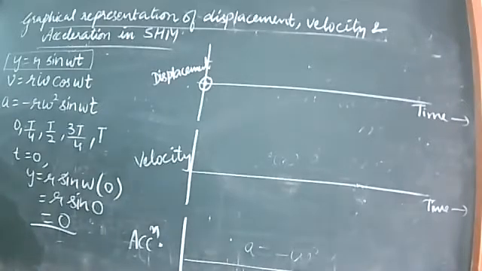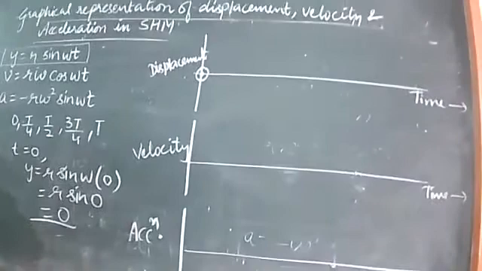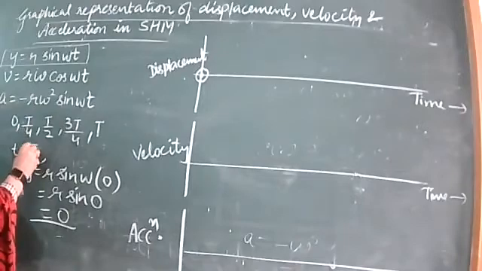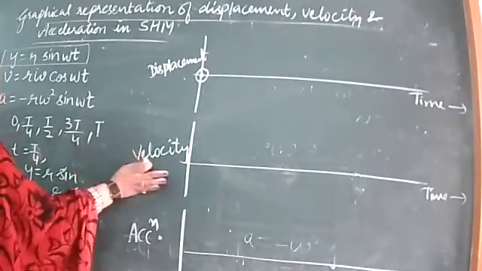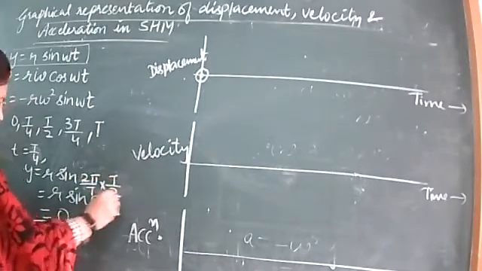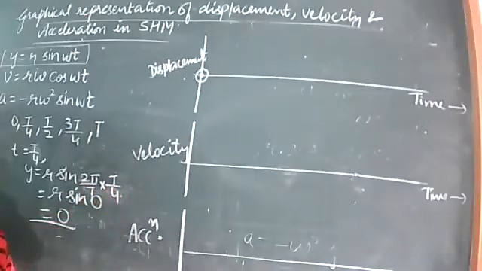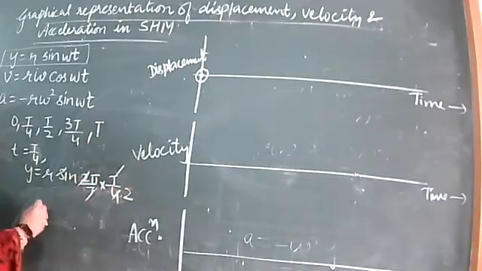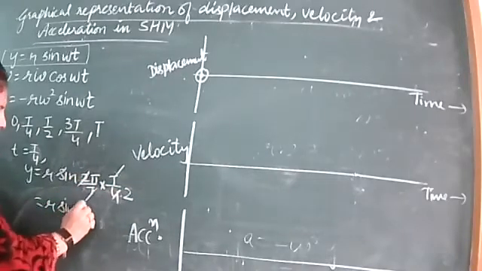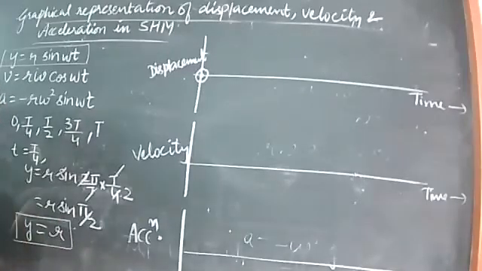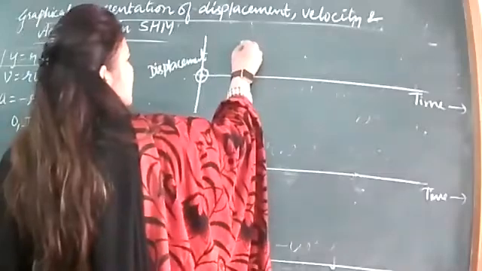Let us mark our second point now, for t equal to T by 4. Put t equal to T by 4 in this equation. For that purpose, we'll also put omega equal to 2 pi by T. T cancels, 2 by 4, r sin pi by 2, r sin 90 degrees. Sin 90 is 1. So y is r, maximum. Displacement is equal to amplitude.